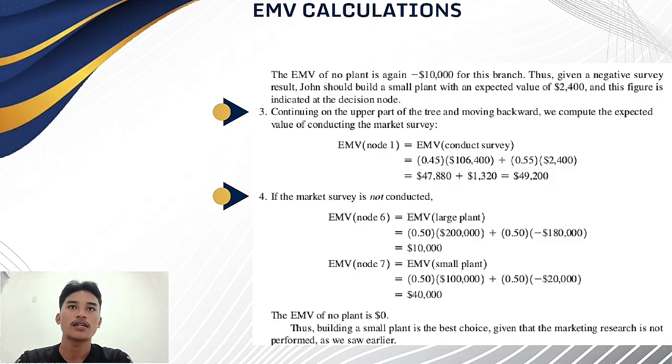So for the next slide, the EMV calculation. This is the continuation. For number 3, we have EMV $49,200. For number 4, the market survey is not conducted. We have $10,000 for node 6 and $40,000 for node 7.